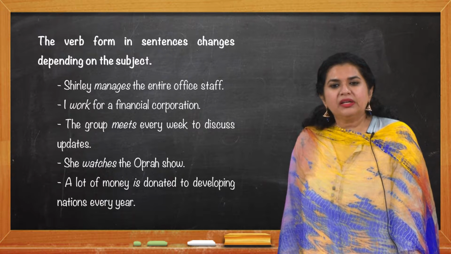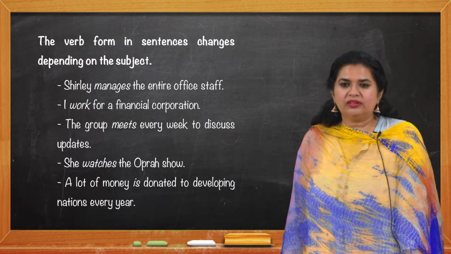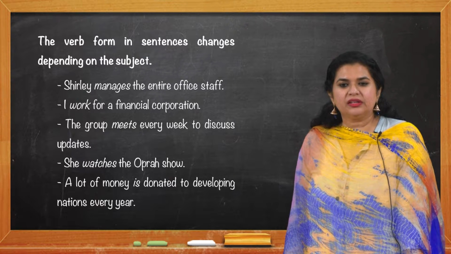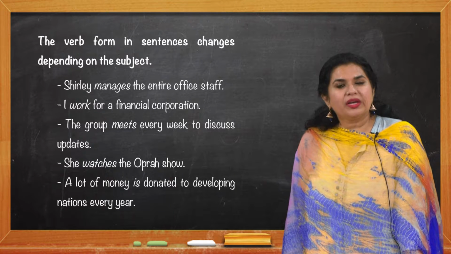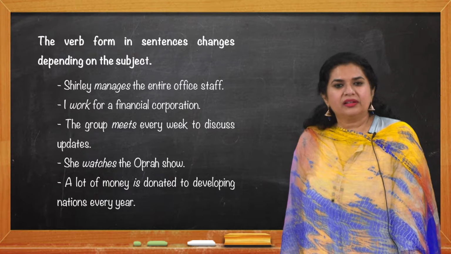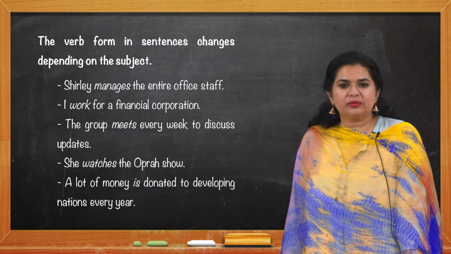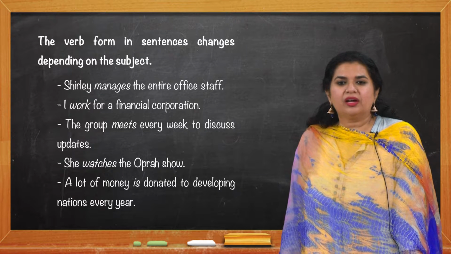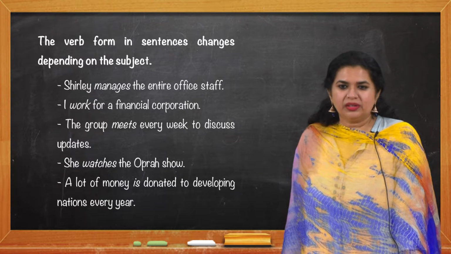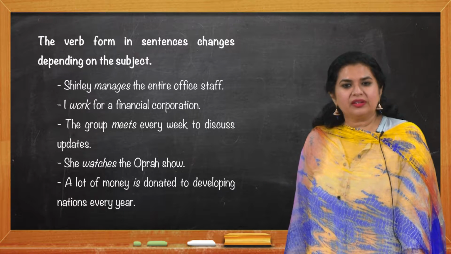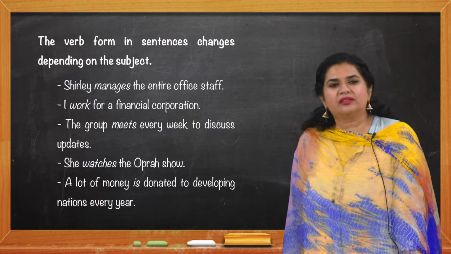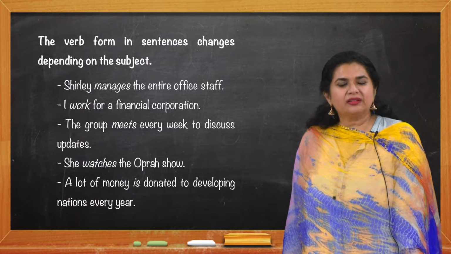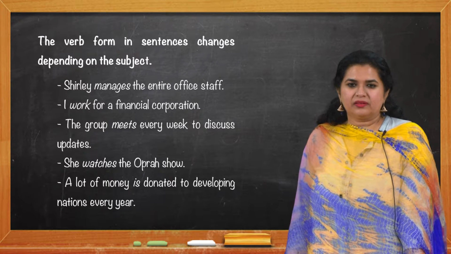A lot of money is donated to developing nations every year. So, look at the way the subject agrees. A lot of money is the subject here. Just because it is a lot does not mean that we have to say a lot of money are donated to developing nations every year. It is a lot of money is. A lot takes a singular verb.